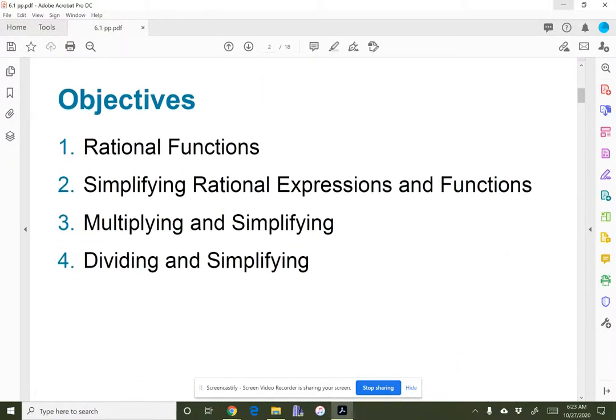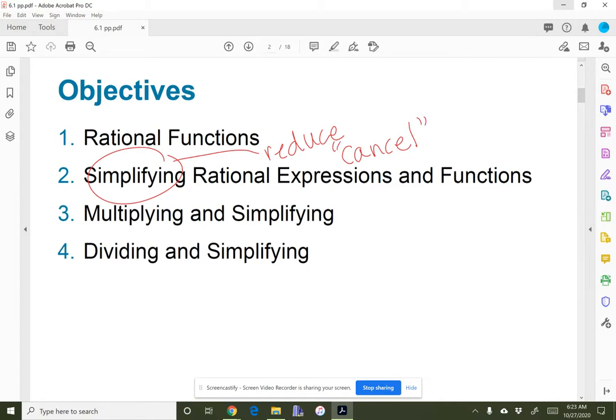So our objectives are, we're going to talk about rationals and what it means to be a rational. We're going to simplify, which is basically just reducing. A lot of times the word that you'll hear is that we're going to cancel stuff. We're going to reduce them. We're going to multiply and simplify and divide and simplify to make our answers pretty.